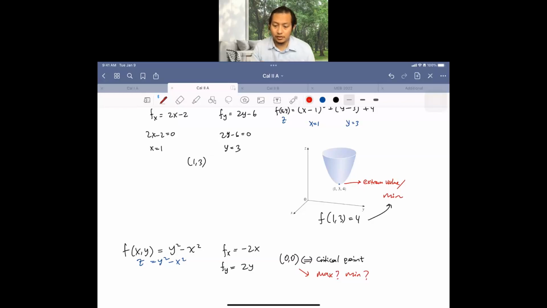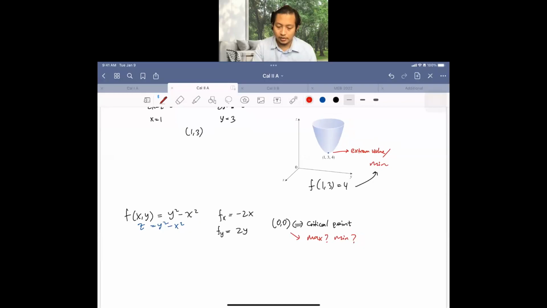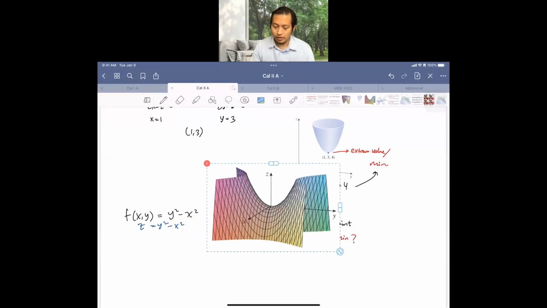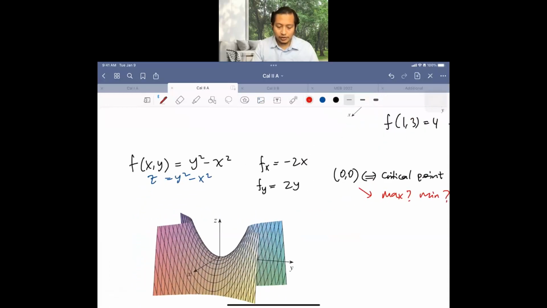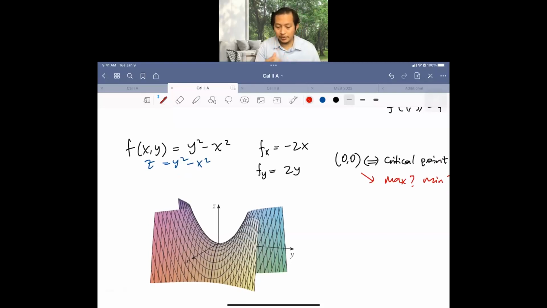Now, if you look at the picture, if you remember how to draw the hyperbolic paraboloid, this is the default drawing. For y squared minus x squared, z will be the main axis. At this point (0, 0), we are not really sure whether it's a maximum or minimum if we look at the whole picture, because clearly this part is higher and this part is lower. So (0, 0) is in the middle.